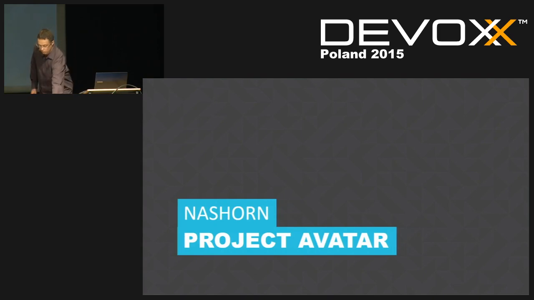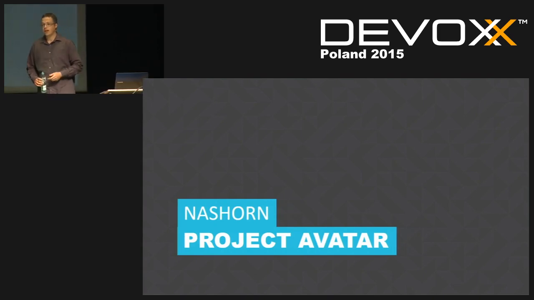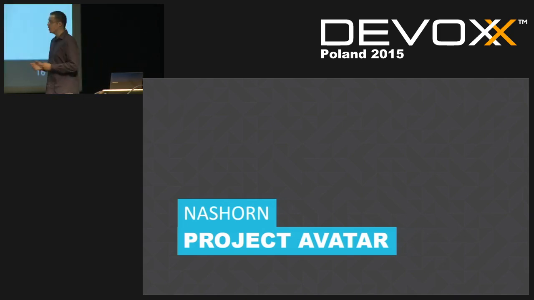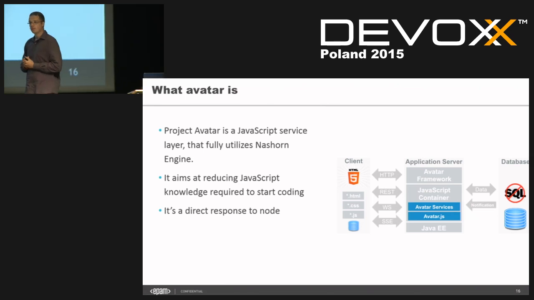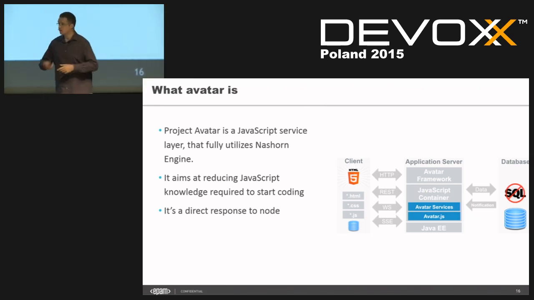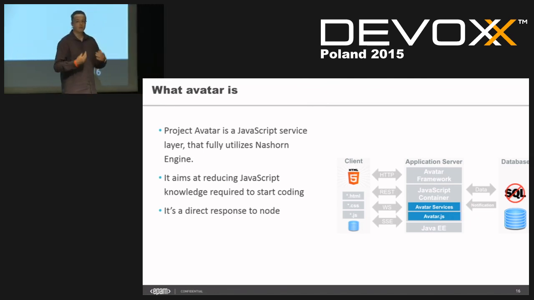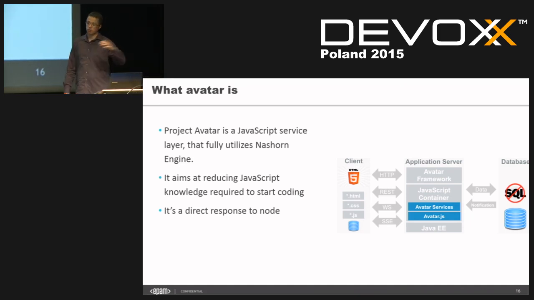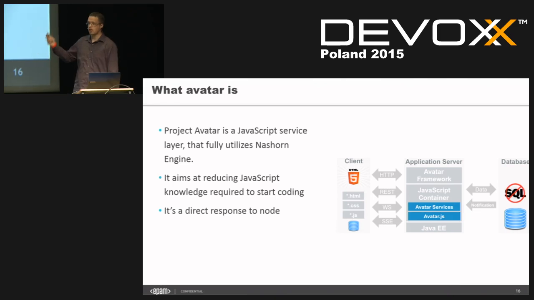There's also that thing called Project Avatar. And for me, it was quite bothering, because most of the people were thinking about Nashorn only through it. And Project Avatar is really Node.js written in Java. So there's a single execution loop running for all of the events. It handles all of the events. It's for the web projects. So it's just another web framework, written in JavaScript on Java, running in Nashorn with some libraries and additional capabilities. But basically, it doesn't differ from Node.